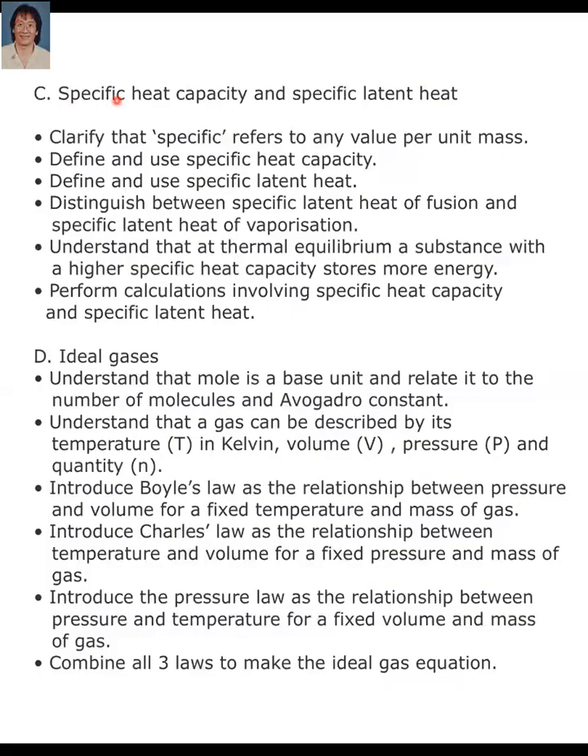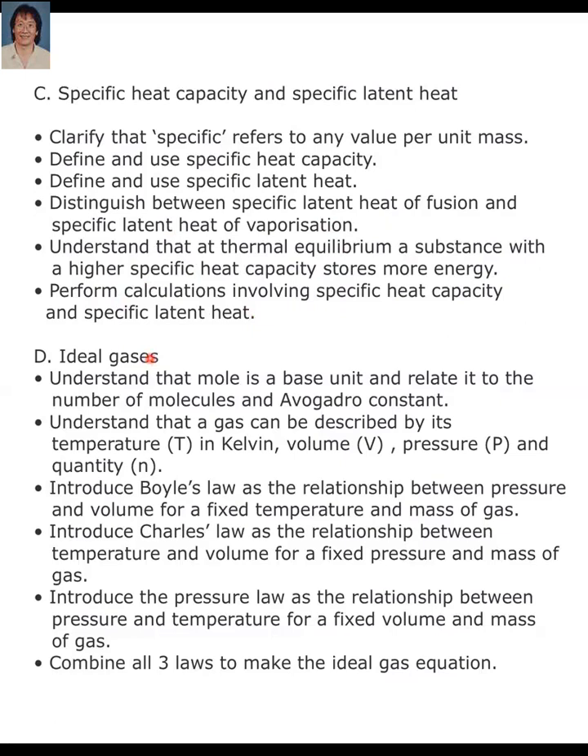Section C, specific heat capacity and specific latent heat. Clarify that specific refers to any value per unit mass. Therefore, you must be able to use and define specific heat capacity and use and define specific latent heat. Understand that latent means hidden. Then you must be able to distinguish between specific latent heat of fusion and specific latent heat of vaporization. Understand that at thermal equilibrium, a substance with a higher specific heat capacity stores more energy. Then you must be able to perform calculations involving specific heat capacity and specific latent heat.